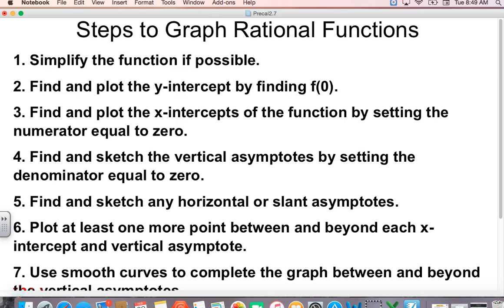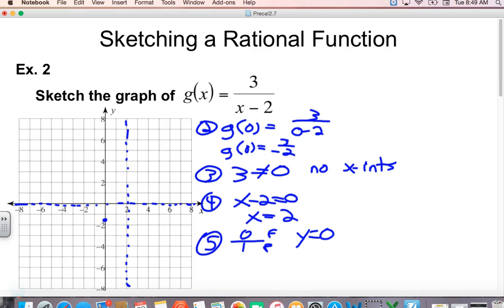And next, we need to plot at least one or more points between and beyond each x-intercept and vertical asymptote. So we don't have any x-intercepts. All we have is one vertical asymptote, right? So we need to plot some points on each side of the vertical asymptote. So plug in some values and figure out what we would get.